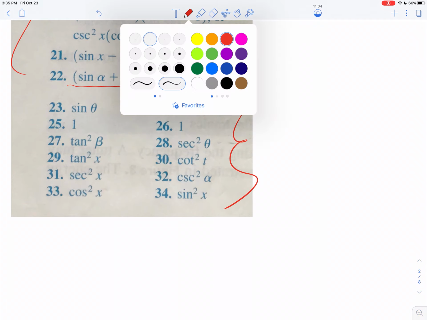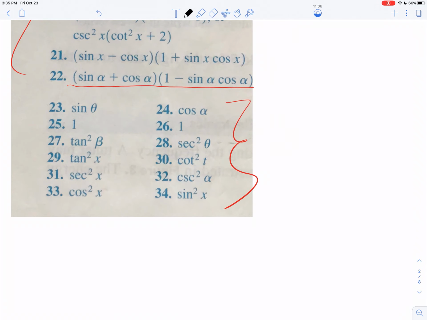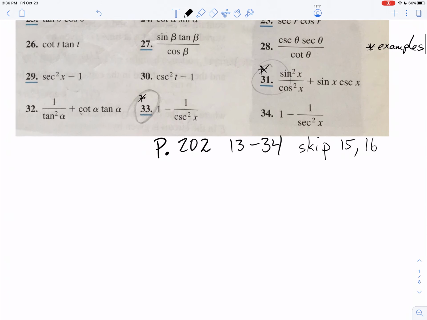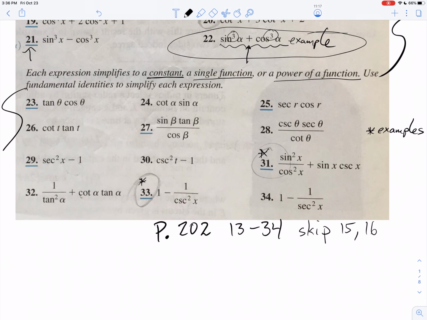So I want to make sure that you get this. Sometimes half the battle is understanding what they're actually asking for. So let me scroll up. This section right here, 23 to 34. Now here's the deal with this. It says each expression simplifies to a constant, a single function, or a power of a function.